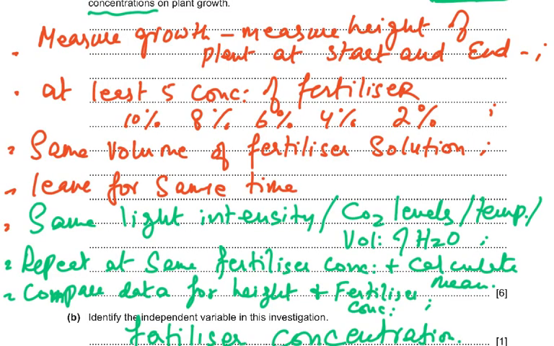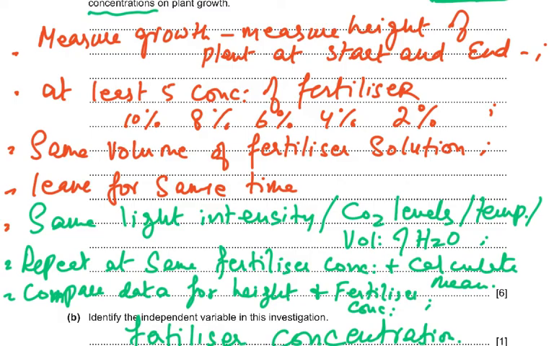First of all, you have to realize, if you're going to change the fertilizer concentration, what are you going to measure? You're going to measure the growth. So how are you going to measure the growth? You're going to measure either by height or mass at the start and the end. So you've left it for 5 days and you've applied this fertilizer concentration. Every day you water the plant. Yes, you must water it every day because you're leaving it for 5 days.